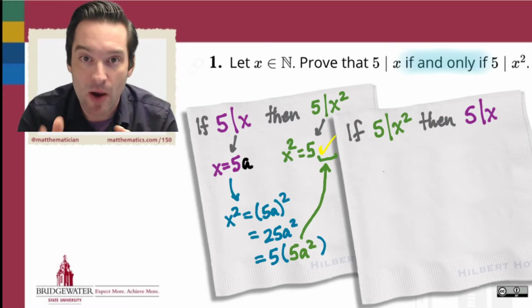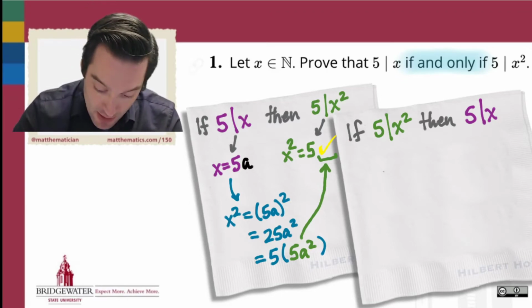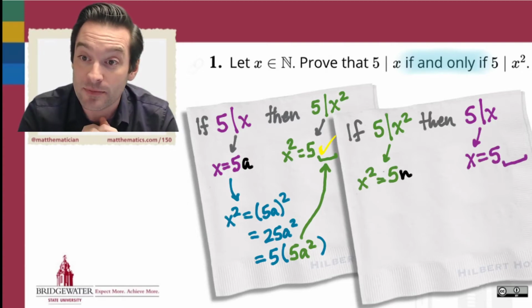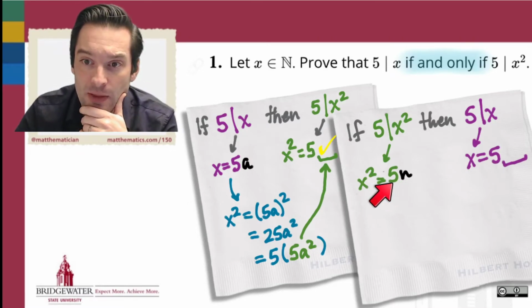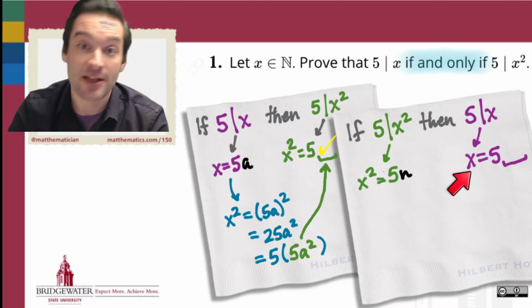So I want to talk first about why we might stumble if we try to do this proof directly. If we try to assume that 5 divides into x squared, what that gives me is that x squared is equal to 5 times some integer. The problem comes in trying to use that observation to infer something about x instead of about x squared.